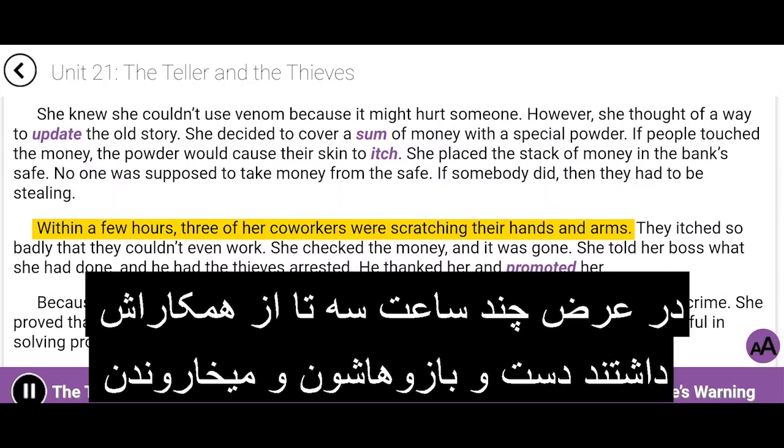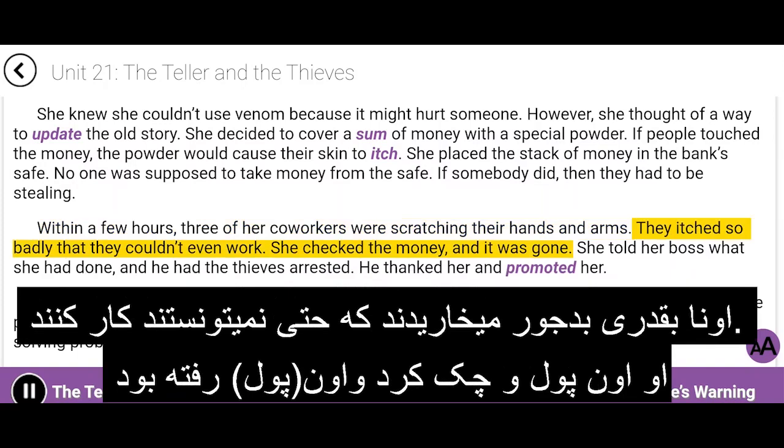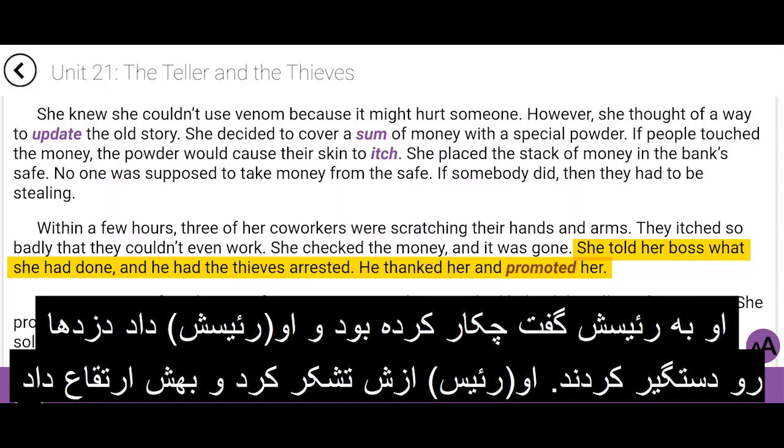Within a few hours, three of her co-workers were scratching their hands and arms. They itched so badly that they couldn't even work. She checked the money, and it was gone. She told her boss what she had done, and he had the thieves arrested. He thanked her and promoted her.